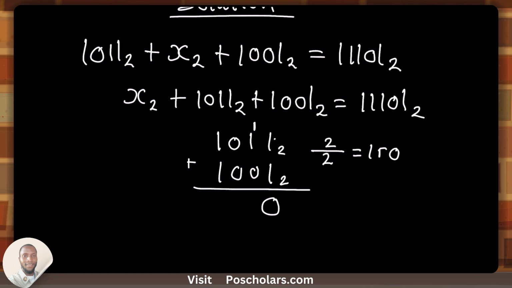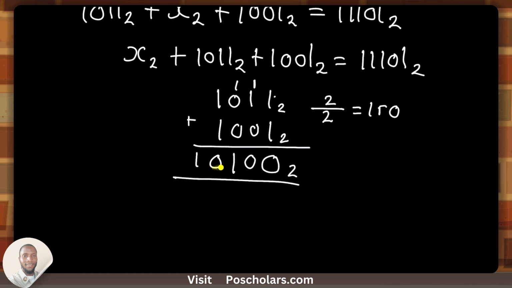Same thing, 1 plus 1 again equals 2. You can't write down 2. You follow this process. You write down your 0 and you carry 1. Now, 1 plus 0 gives 1. Then 1 plus 1 is also equal to 2. Follow this process. You write down your 0 and you carry 1. So the final answer is 10100 when we added these two parts.